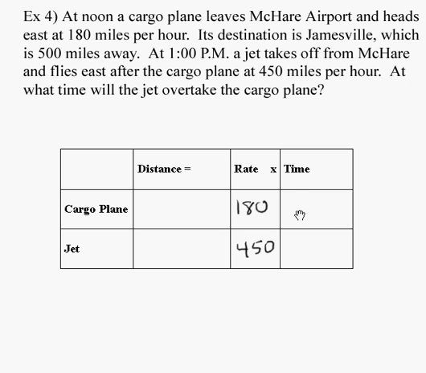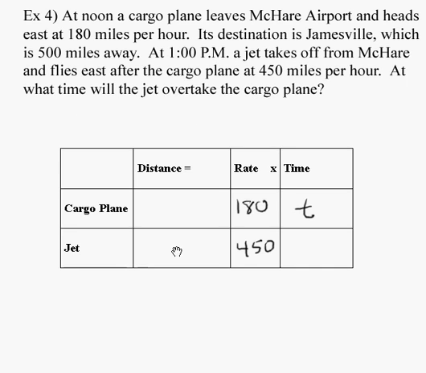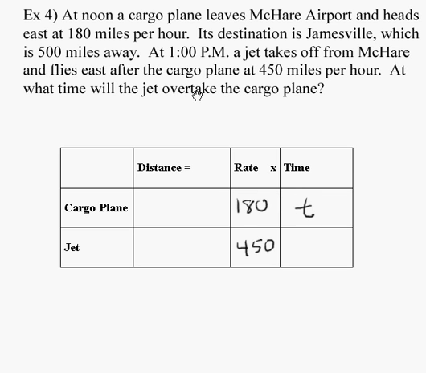Now time is not time of day. It's how long you were traveling. So we know the cargo plane leaves at noon. We know that the jet leaves at 1 p.m. So in other words, an hour later. We really don't know how long the cargo plane is going to be flying. That's part of what we need to do to solve this. But since we're comparing the jet's time to the cargo plane's time, we don't know how long the cargo plane is flying. Let's use t for time. Suppose you could use x, but t for time. In that case, the jet leaves an hour later, so its time is 1 hour less of flight.